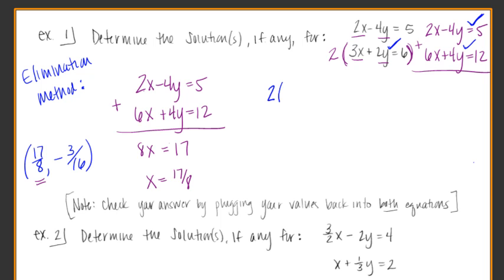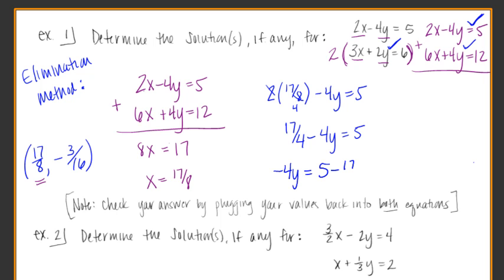It says 2 times my x value, which I know now, so 2 times 17/8 minus 4y has to equal 5. Okay, so let's reduce this a little bit. 2 into 8 is 4, so that says 17/4 minus 4y is equal to 5. And let's move things around: we'll have negative 4y is equal to 5 minus 17/4.